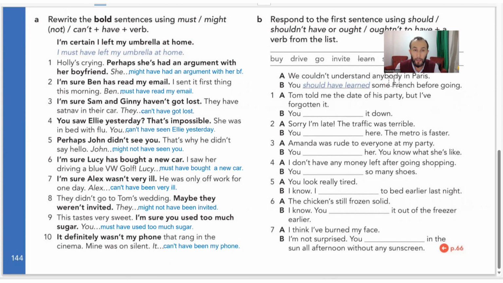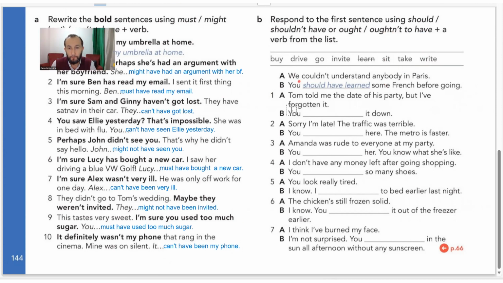Great. So now we're going to work on B, guys. B says we should respond to the first sentence using should or shouldn't have, or ought or oughtn't to have, and then a verb from this list, like criticizing or late advice, or when we would like to say that someone didn't do the right thing. So let me give you some time and we'll discuss together. Okay, guys, we'll do it together now.